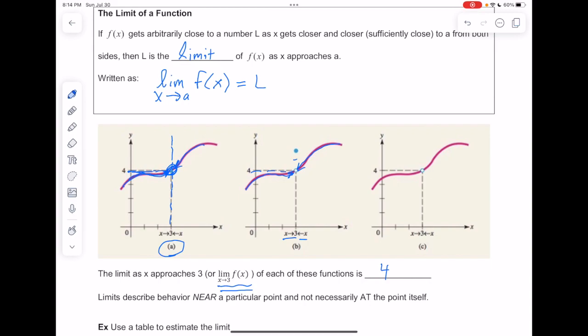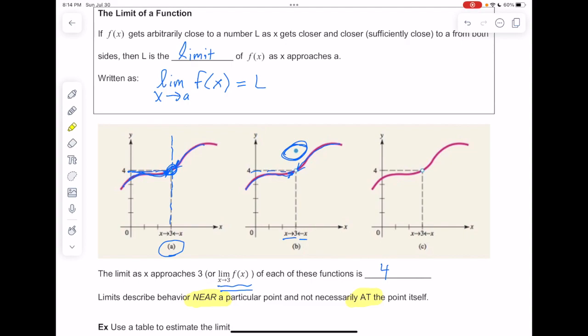Notice in this case that the actual value of the function is up higher, but the actual value of the function does not actually matter, and we see that down here. It says the limit describes the behavior near a particular point, not necessarily at the point. So we're not worried about what is the actual height of the function.